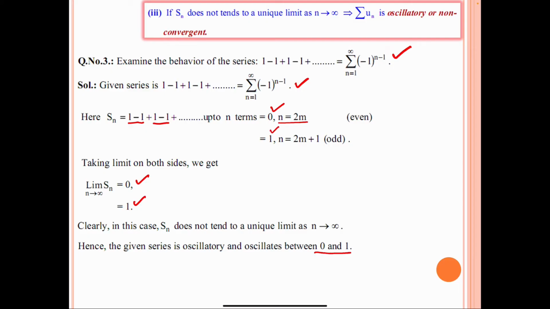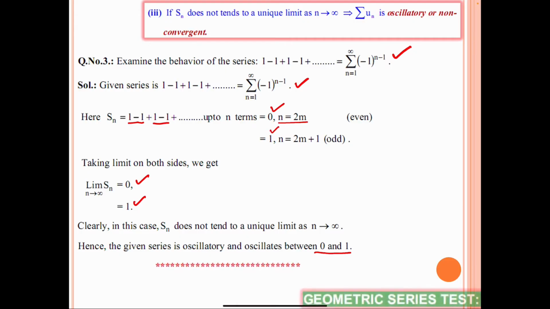तो इन सारी प्रॉब्लम्स में आपने क्या देखा, आपको सीरीज दे रखी हुई है, आपने nth पार्शियल सम लिया और उसके बाद आपने लिमिट लिया और फिर रिजल्ट को देखा. If limit n tend to infinity Sn is finite, then the series is convergent. Infinite value, then the series is divergent. And if Sn does not tend to a unique limit as n tend to infinity, then that infinite series is oscillatory.